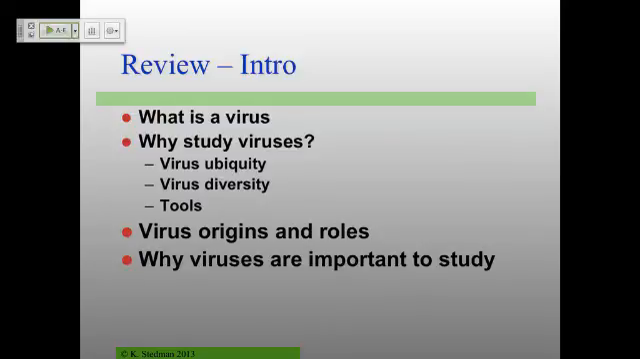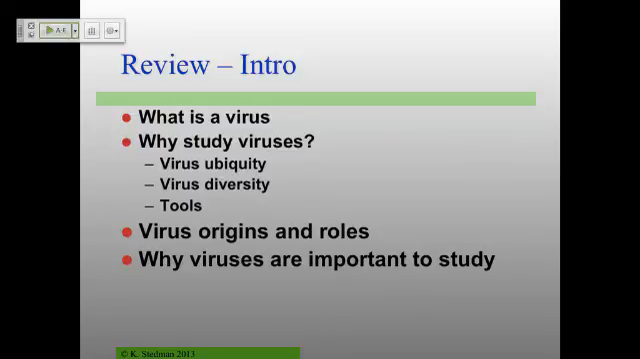Okay, so what's a virus? Again, this whole life cycle. Why should we study viruses? Because they're everywhere. Not necessarily because they're making us sick, although that's what we know most about, and those are the viruses we'll focus on certainly for the last part of the course.